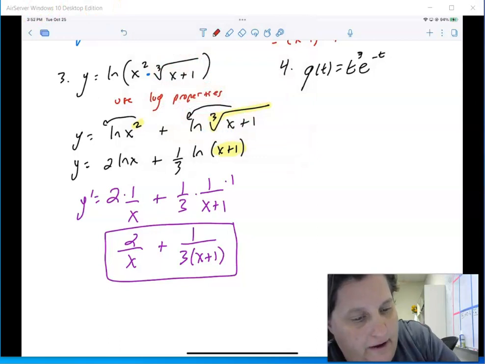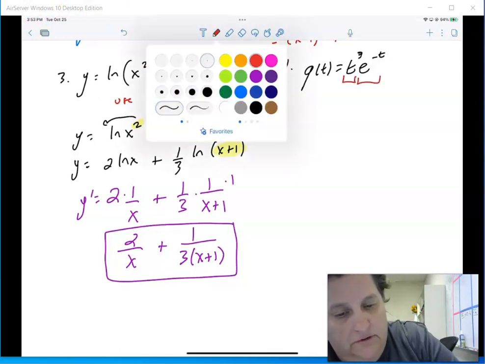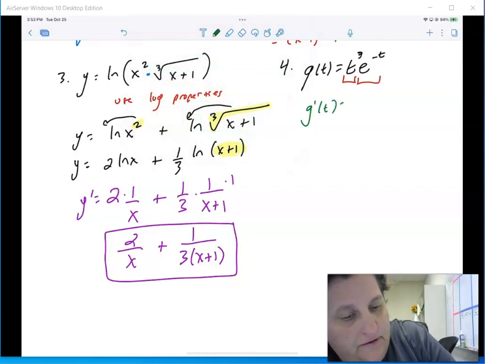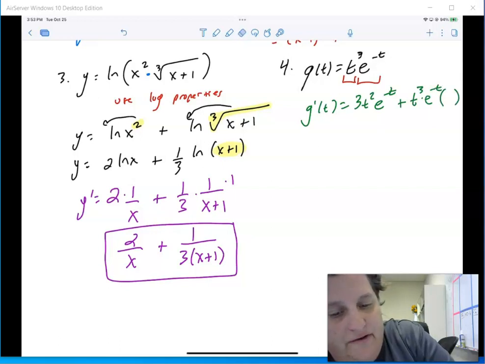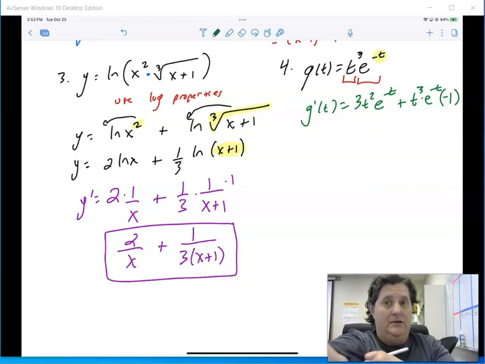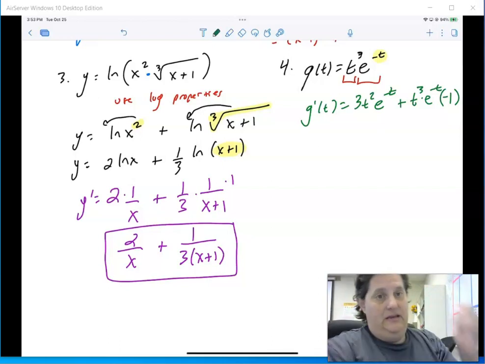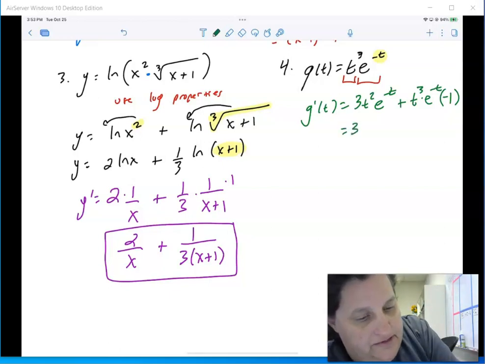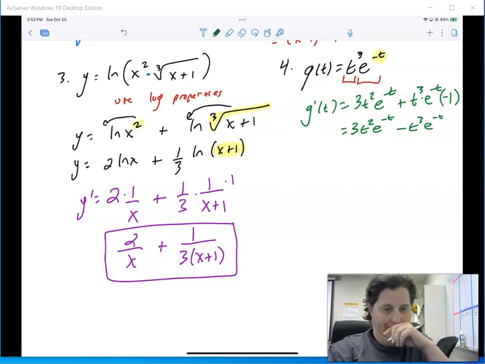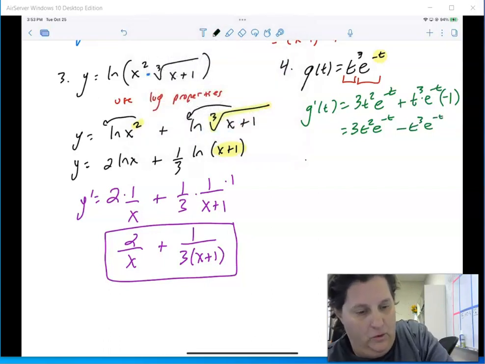All right, guys, here we go. We got a product rule. Derivative of the first times the second, and then first times derivative of the second. Now, the problem is the derivative of the second is a little tiny chain rule. We got to multiply by -1, okay? So be careful of that because you have a negative t in the exponent. So I might write this as 3t squared e to the negative t minus t to the third e to the negative t. Just move that up or something. Okay, cool.